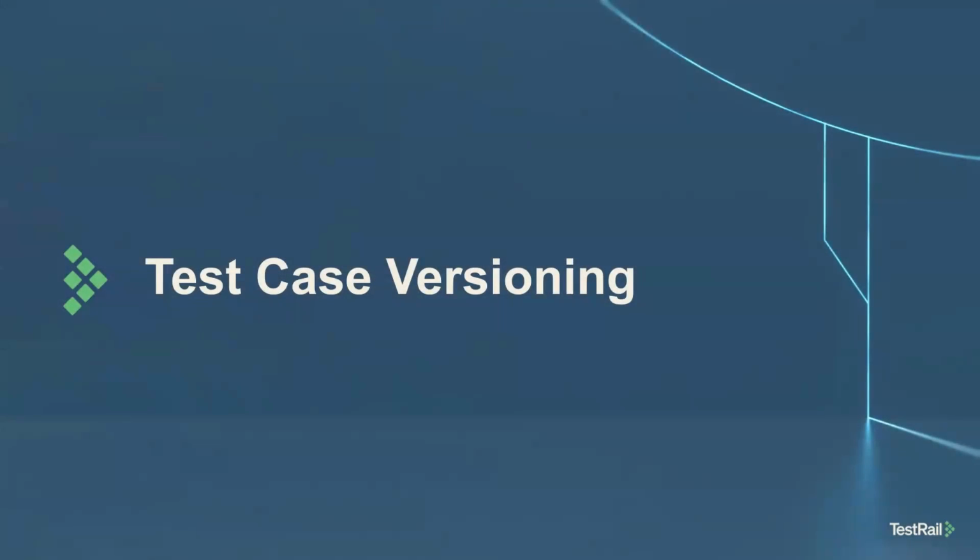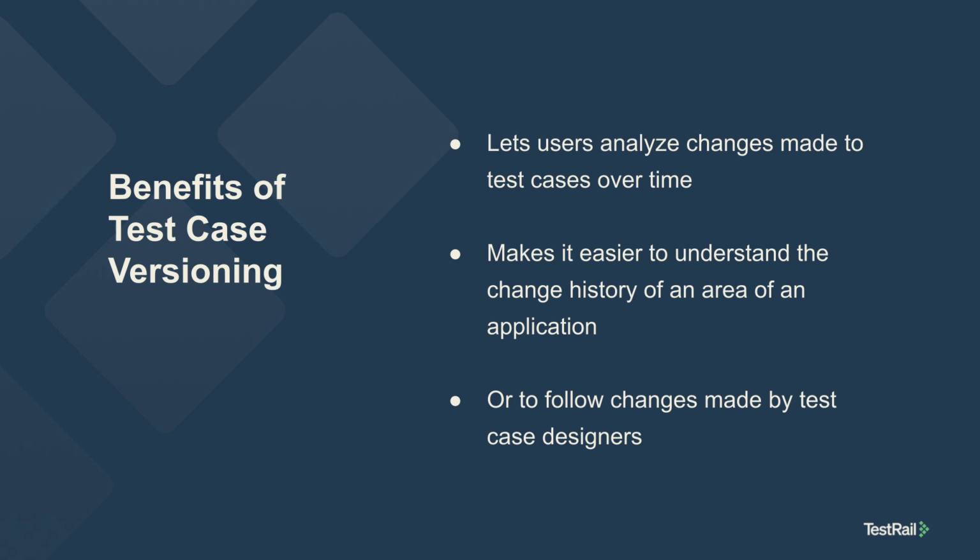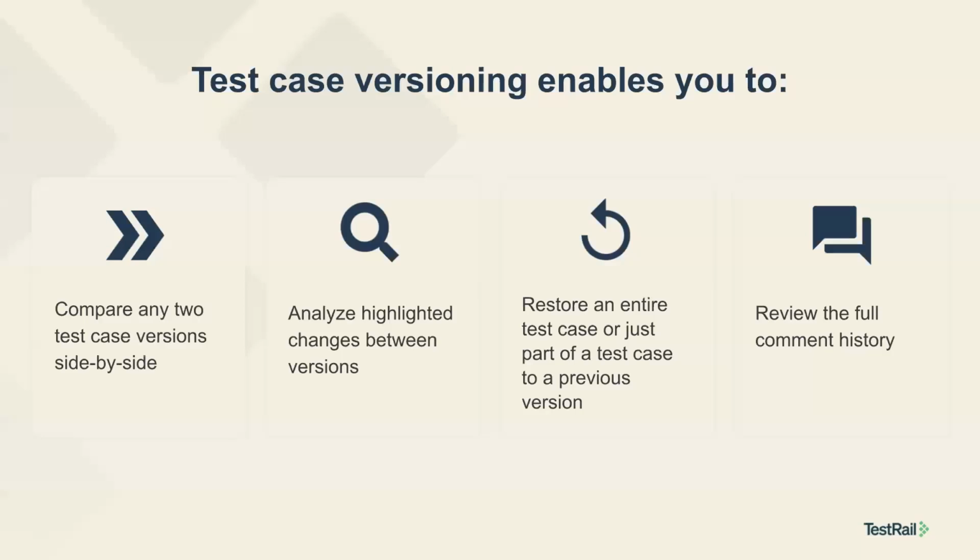Test case versioning lets enterprise users analyze changes made to test cases over time, making it easier to understand the change history of an area of an application or to follow changes made by test case designers. You can compare any two test case versions side by side, analyze highlighted changes between versions, restore an entire test case or just part of a test case to a previous version, and review the full comment history.